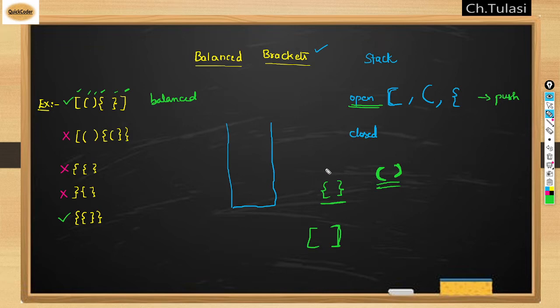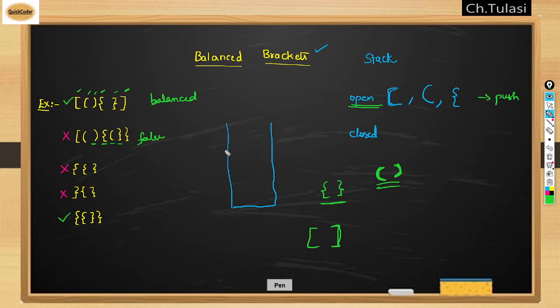Okay, that's fine. Now let me go with the second example. What is there in the second example? Open one, just simply push it, and again an open bracket, push it. Now I got a close bracket, and the top one is the corresponding one, so I pop it. Now I got an open bracket, just simply push it. Now I got another open bracket, just push it. Now I got a closed bracket, but this is not the corresponding one. So I just return false here. Simply I can say it's false.